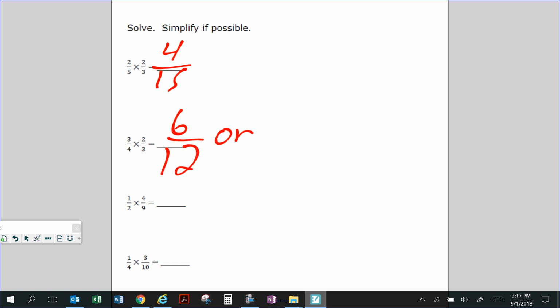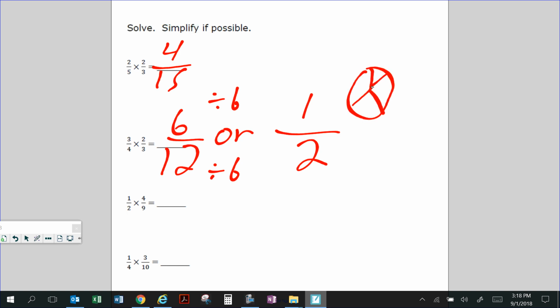Can I simplify this? What can I divide? Last year in elementary school, you learned something called greatest common factor. What can I divide 6 and 12 by? What can I divide both numbers by? By 3. But I'm going to try 6. 6 divided by 6 is 1. 12 divided by 6 is 2. 6/12 is the same thing. Isn't 6 half of 12? That's why 6/12 is equivalent to 1/2. Because if I had a circle and I cut it into 12ths, 6/12 is the same thing as saying 1/2.